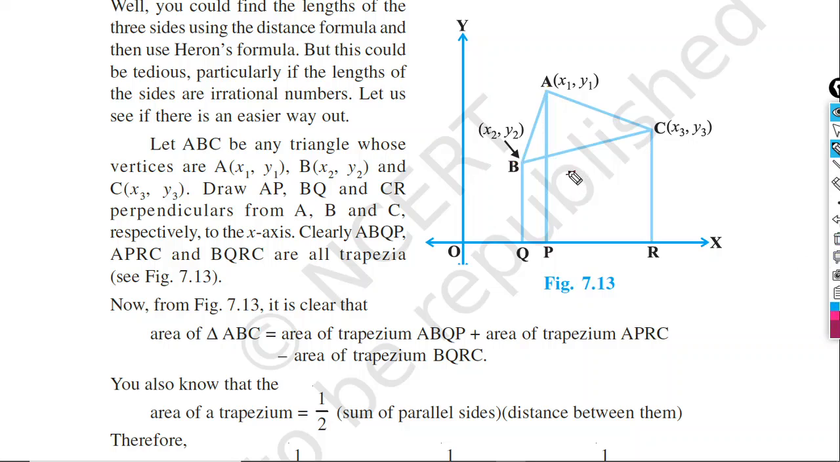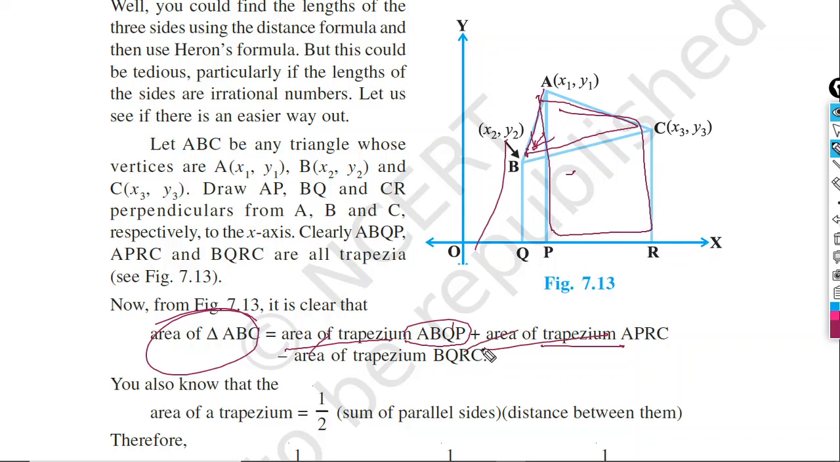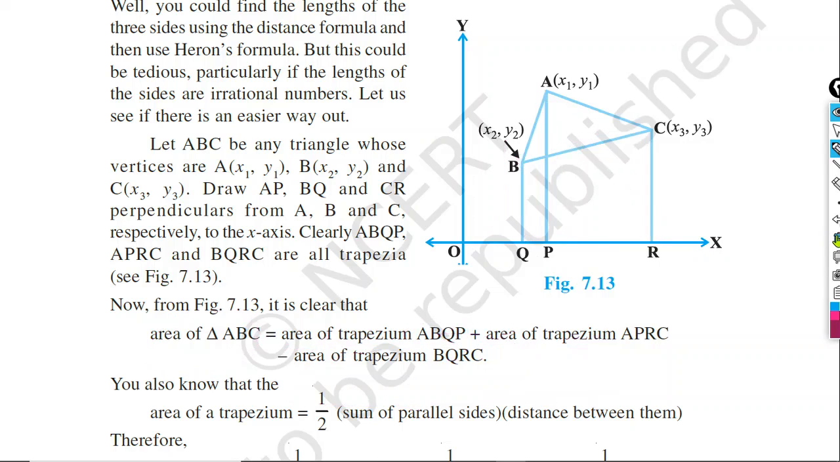Now see, we will write that area of triangle ABC is equal to area of trapezium ABQP, which I have already told, plus area of trapezium APRC, this one, minus area of trapezium BQRC, this one. Then we will find the area of triangle ABC. So now area of trapezium.